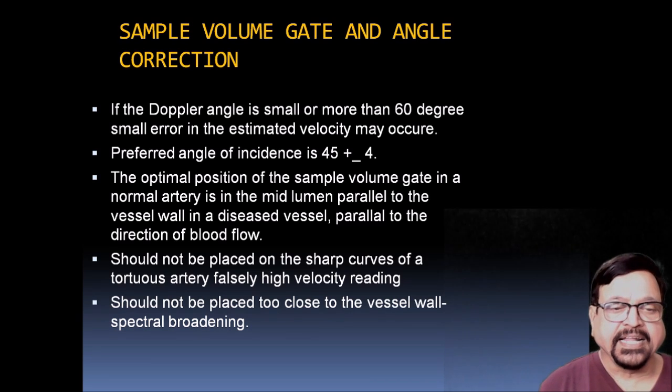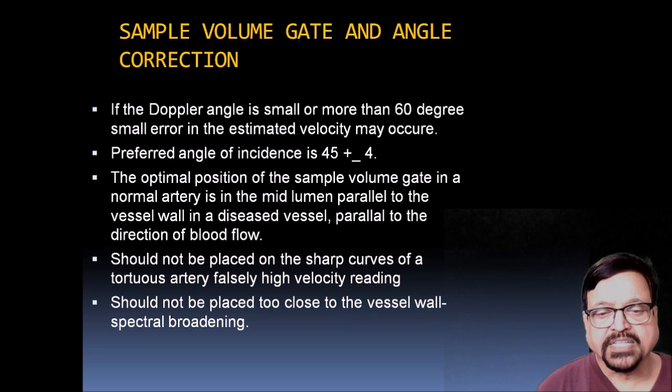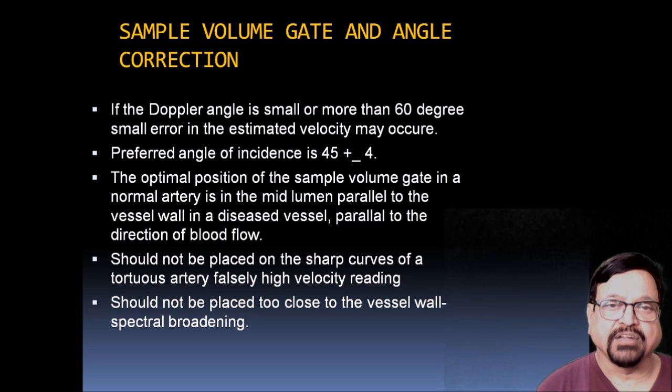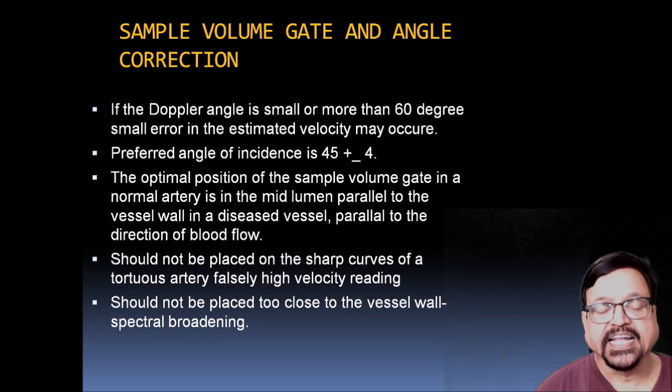Now again I'll repeat, the optimal position of the sample volume gate in a normal artery is in the mid lumen parallel to the vessel wall, in a diseased vessel, parallel to the direction of the blood flow. So that gives you the correct readings. It should not be placed on the sharp curves of a tortuous artery, which will give a false high velocity reading, and therefore it will mislead us.